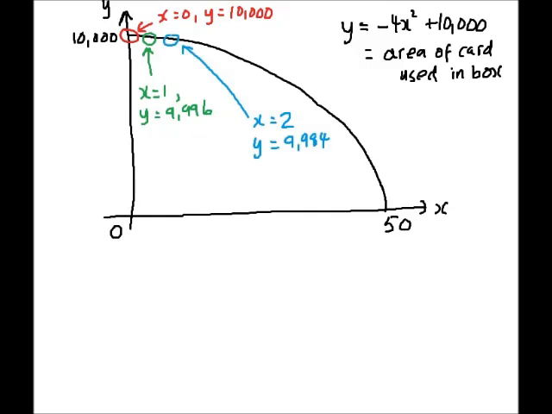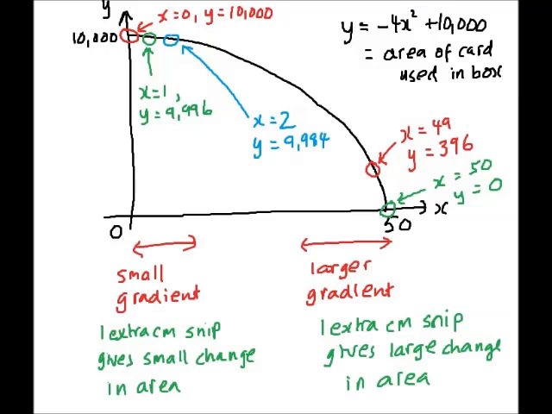9,996 square centimetres. If we cut 2 centimetre corners, the height of the box goes up by another 1 centimetre, but the area goes down by 12 square centimetres to 9,984 square centimetres. We can keep cutting an extra 1 centimetre off each corner until we go from 49 centimetres to 50 centimetres. That takes the height of the box, theoretically, from 49 centimetres to 50 centimetres. But the area of card used goes down from 396 square centimetres to 0 square centimetres.